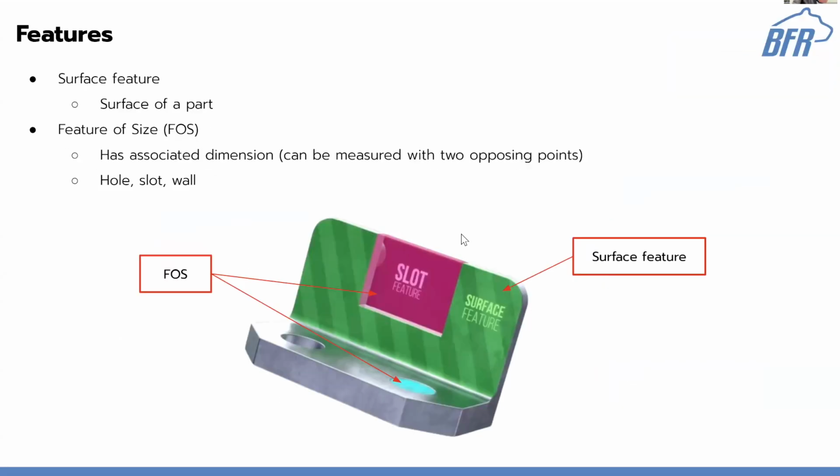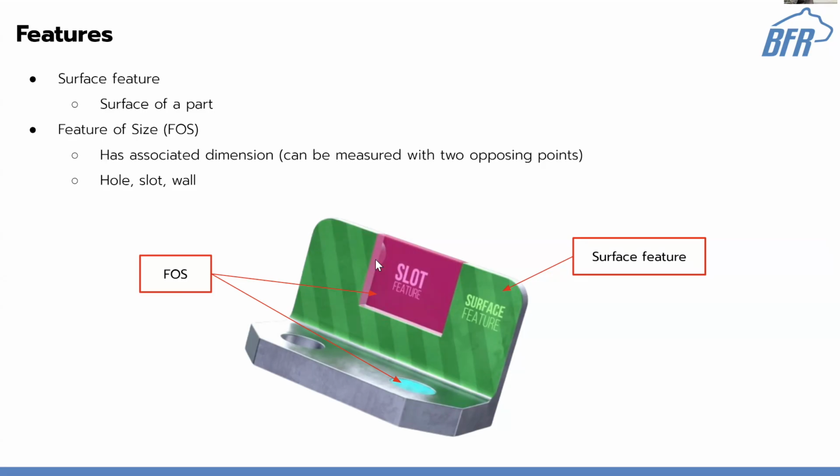Features. There are two kinds of features that you'll refer to with GD&T: surface features and features of size. A surface feature is a surface of a part. You can't exactly define it. It can get a little funky when you're trying to think about what differentiates the two. But a surface feature is something you really can't apply a certain dimension to. So if I show you this green surface, is there a number that would represent it? I guess there's area, but not in terms of distance and stuff.